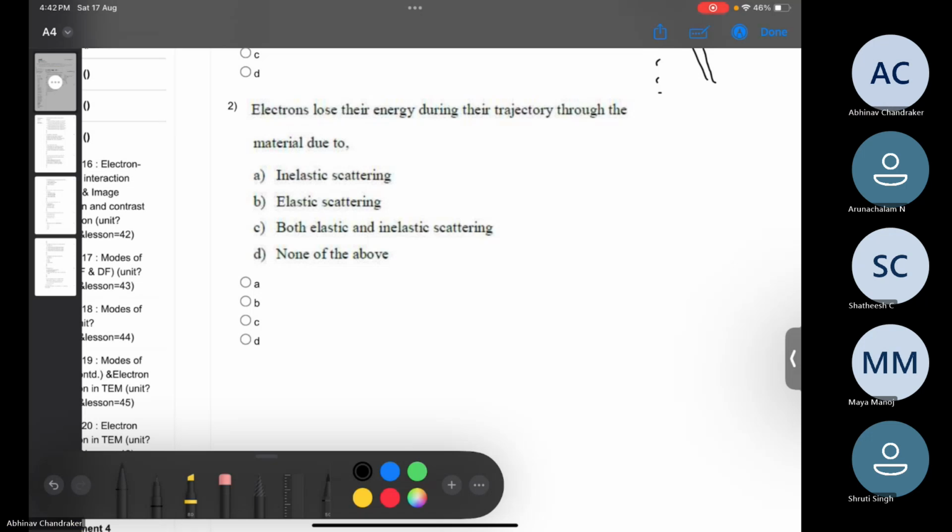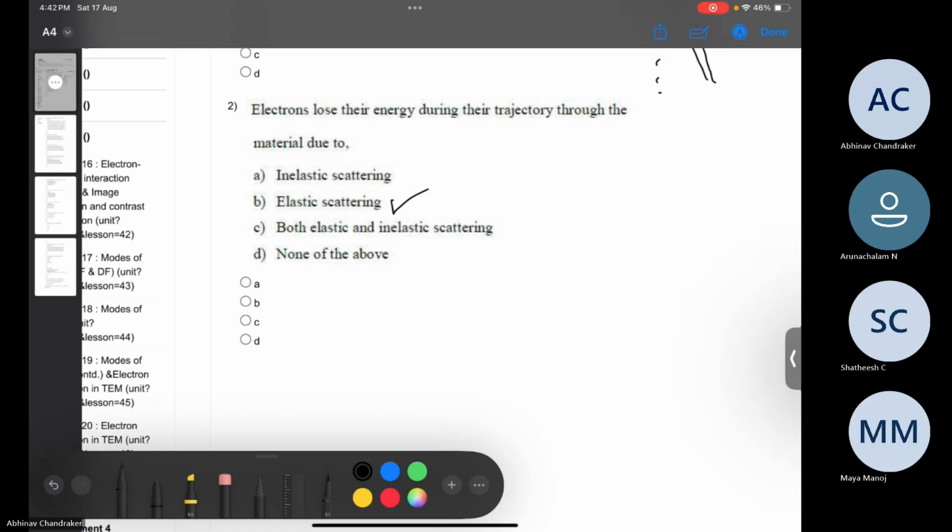So, do you all understand elastic and inelastic scattering? We have covered what is elastic scattering, right? So, any thoughts on what the answer could be?